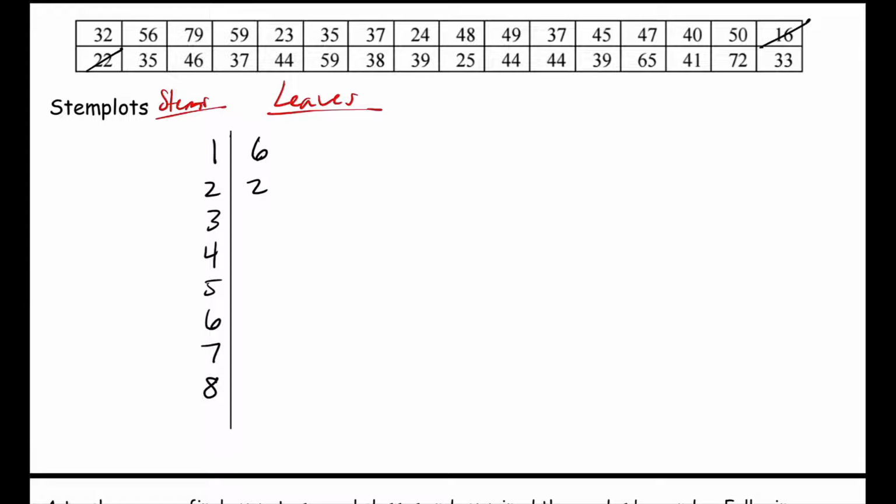The next one is 23, right? So we still have the 20. Now we're going to write a 3 right next to it. That represents 23. And then we also have a 24. We have a 25. And that's it for the 20s. So instead of dots, we have the actual numbers: 22, 23, 24, 25.